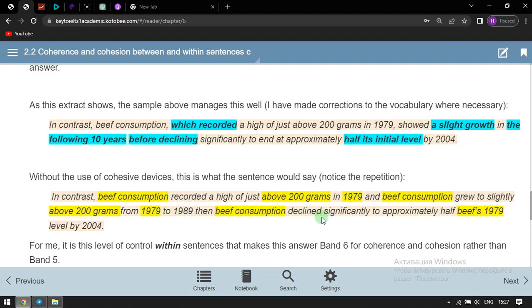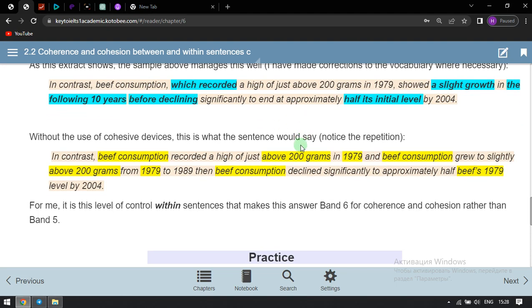Then beef consumption declined significantly to approximately half beef's 1979 level by 2004. Demak, repetition ko'p bo'lgan, beef so'zi ko'p ishlatilgan, beef consumption so'zi ko'p ishlatilgan. Tepadagi holatimizda biz ishlatamiz which, eats, right? Mana shu so'zlarimizni ishlatganimiz uchun beef so'zini beef consumption so'zini ishlatishga majbur bo'lmaganman.